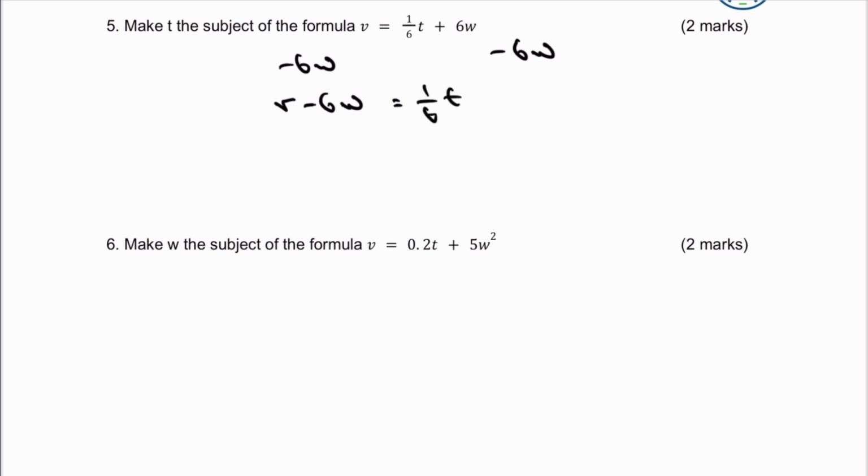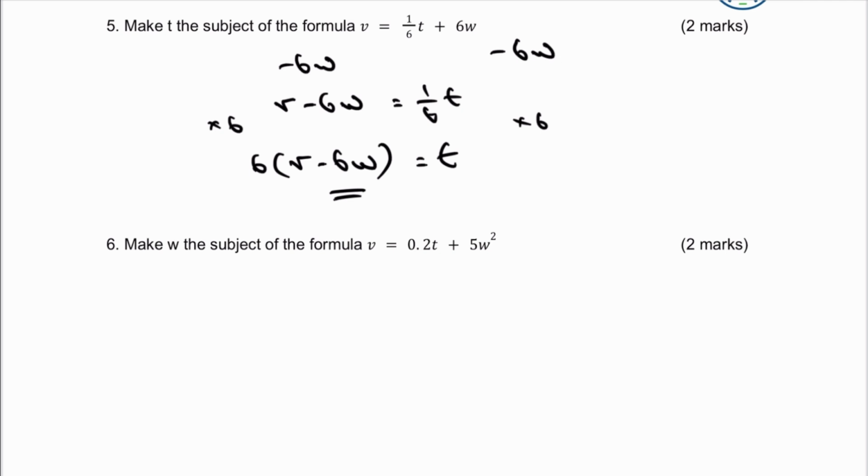Now if I want t, I want one value of t, so therefore I need to multiply both sides by 6, and that's going to give me 6 times v minus 6w equals t, and that would be the answer to that particular question. Okay, hopefully this is making sense. Let's move on then to question number 6.